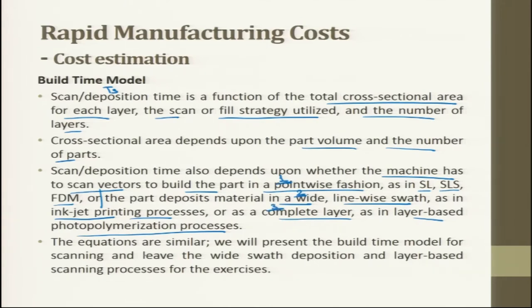Equations are similar for these. So we will present the build time model for scanning and leave wide swath deposition and layer based scanning processes for the exercises. This is a little complex model, so we cannot build models for all these three processes.